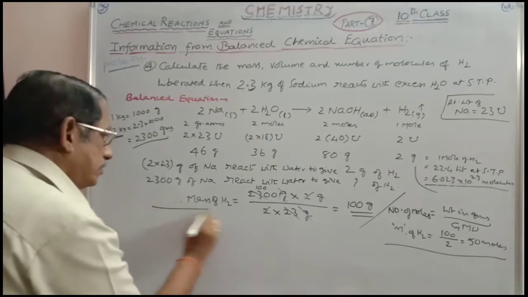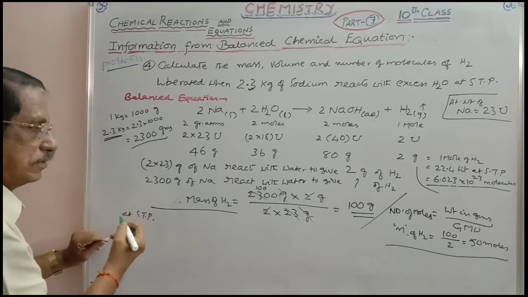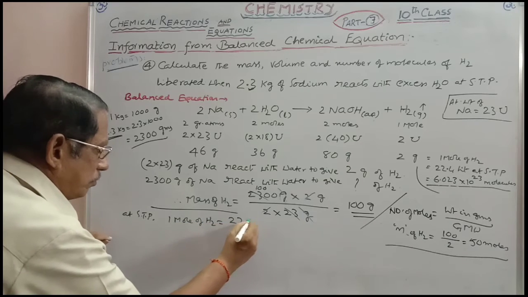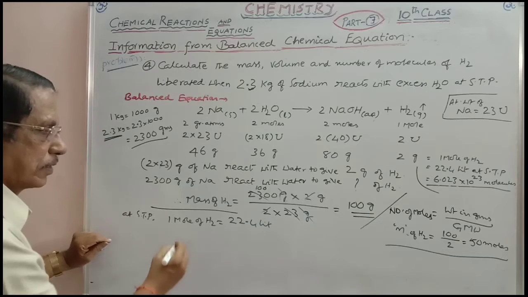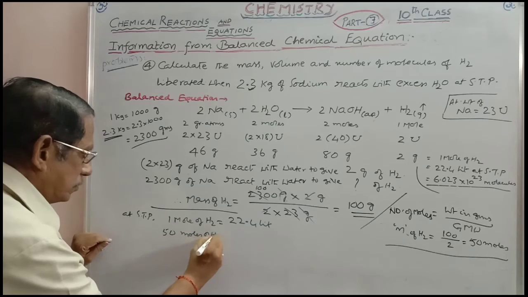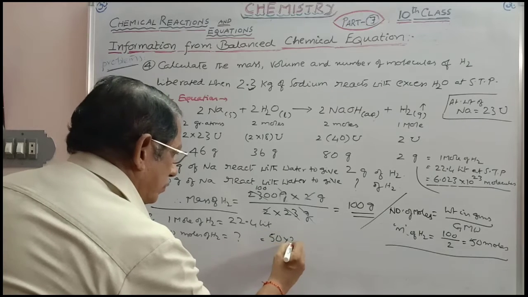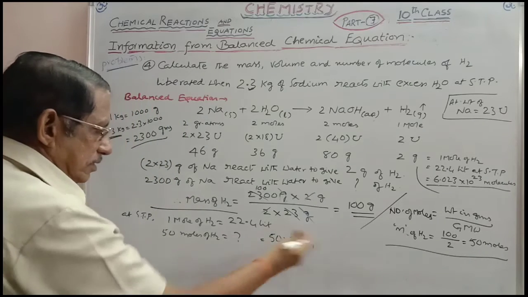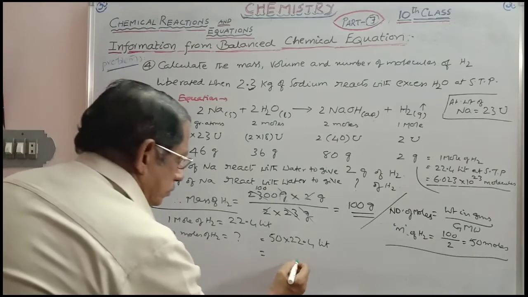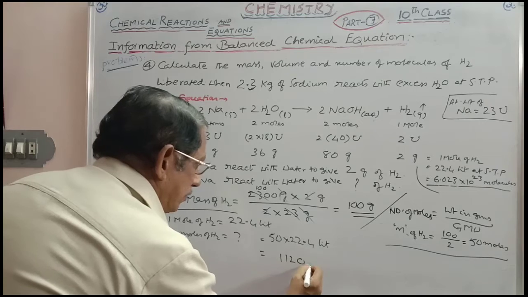So now we will calculate. At STB, 1 mole of H2 is equal to 22.4 liters, right? 50 moles of H2 is equal to how much? So this is equal to 50 into 22.4, that is 5 into 224, of course liters here, which is 1120 liters.